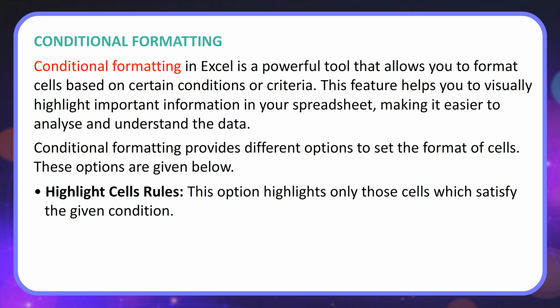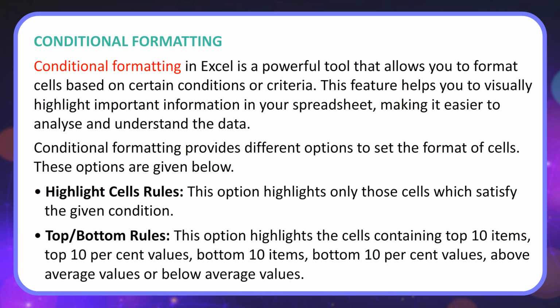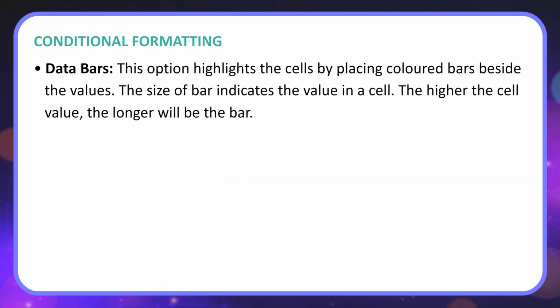Highlight cells rules. This option highlights only those cells which satisfy the given condition. Top/bottom rules. This option highlights the cells containing top 10 items, top 10% values, bottom 10 items, bottom 10% values, above average values or below average values.